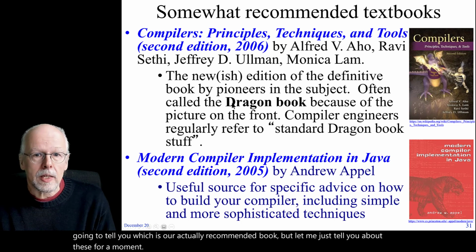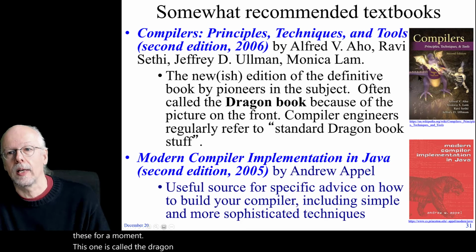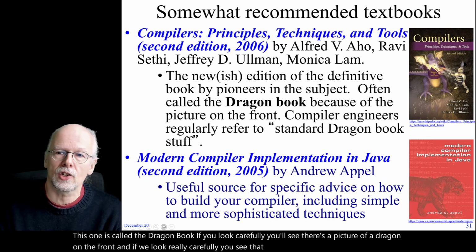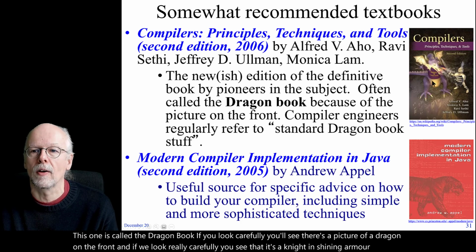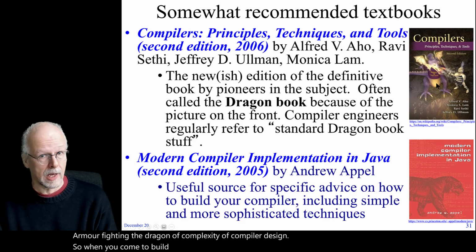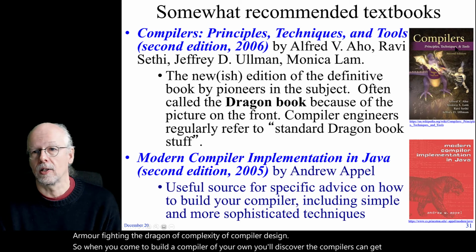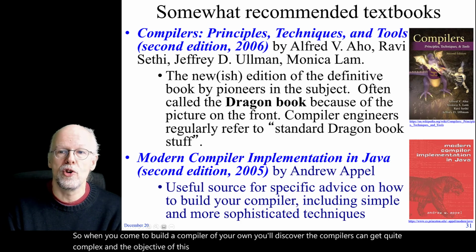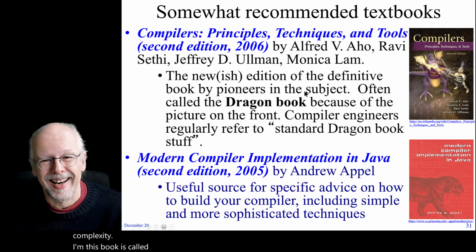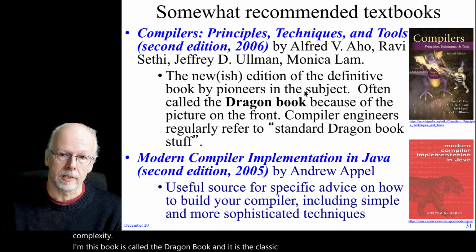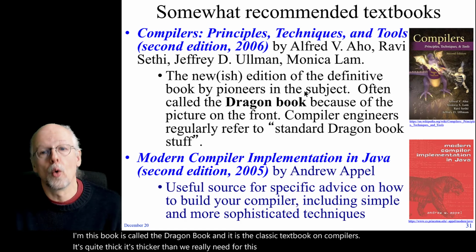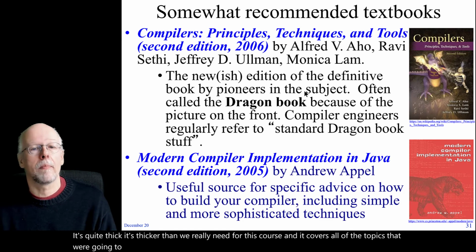So this one, it's called The Dragon Book. If you look carefully, you'll see there's a picture of a dragon on the front. And if you look really carefully, you see that it's a knight in shining armor fighting the dragon of complexity of compiler design. So when you come to build a compiler of your own, you'll discover that compilers can get quite complex. And the objective of this book was to help you control and manage that complexity. This book is called The Dragon Book, and it is the classic textbook on compilers. It's quite thick. It's thicker than we really need for this course. And it covers all of the topics that we're going to cover and many, many more.